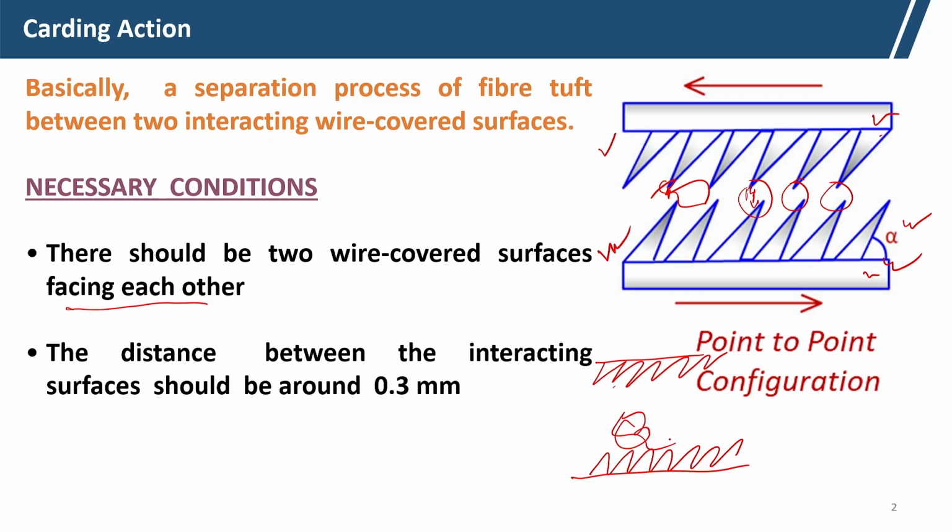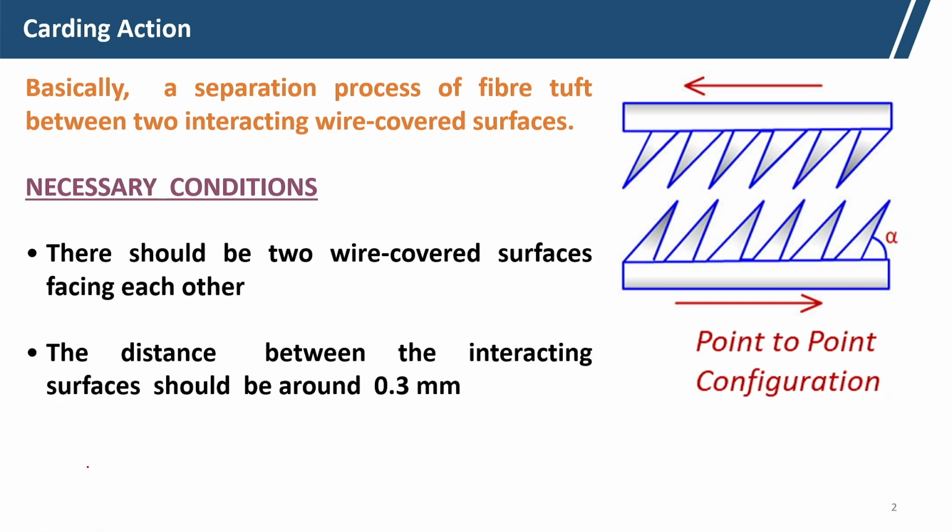If the fiber tuft is here, the other surface will not give any resistance, and the interaction will not be there. So it will simply take out the fiber, and that is not required. For that we need a particular minimum distance, which is around 0.3 millimeter. That distance should be there; the surfaces should not touch, and it should not be too high. If it is more than say 0.5 millimeter, then the proper opening action, the separation action, will not be achieved.